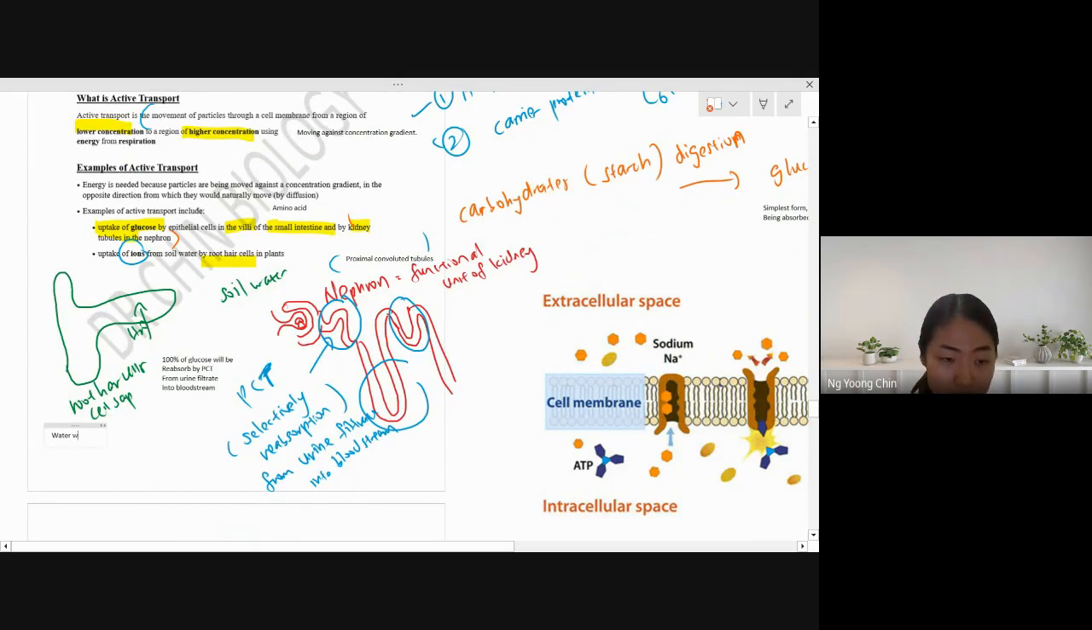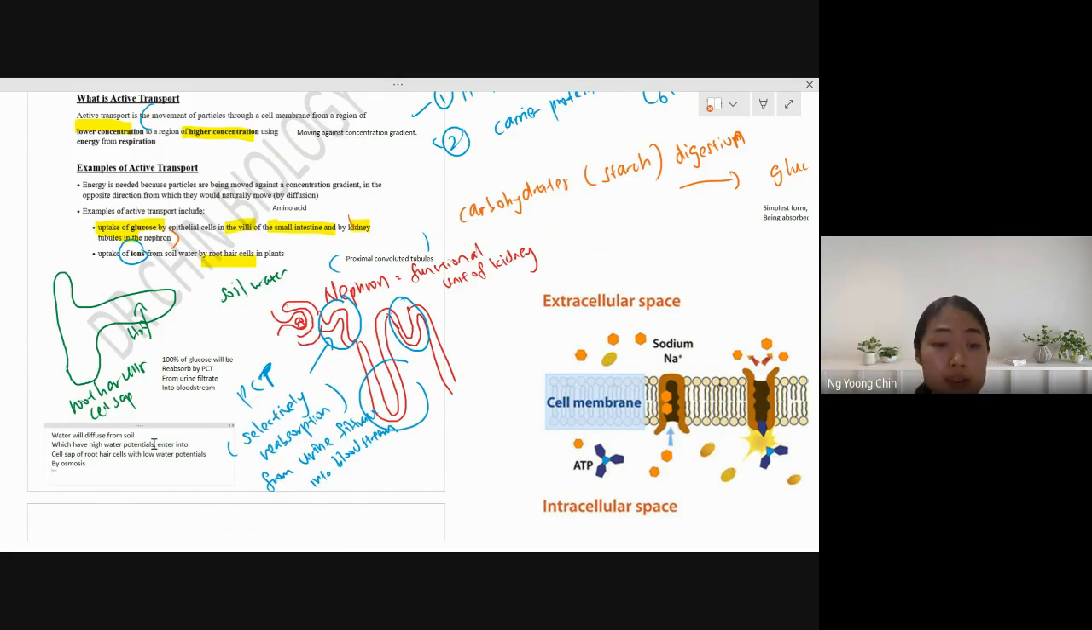Water will diffuse from high water potential, from the soil which has high water potential, and enter into the cell sap of the root hair cell with low water potential by osmosis. Please remember this term, osmosis. This is the water, so you know it is by osmosis.